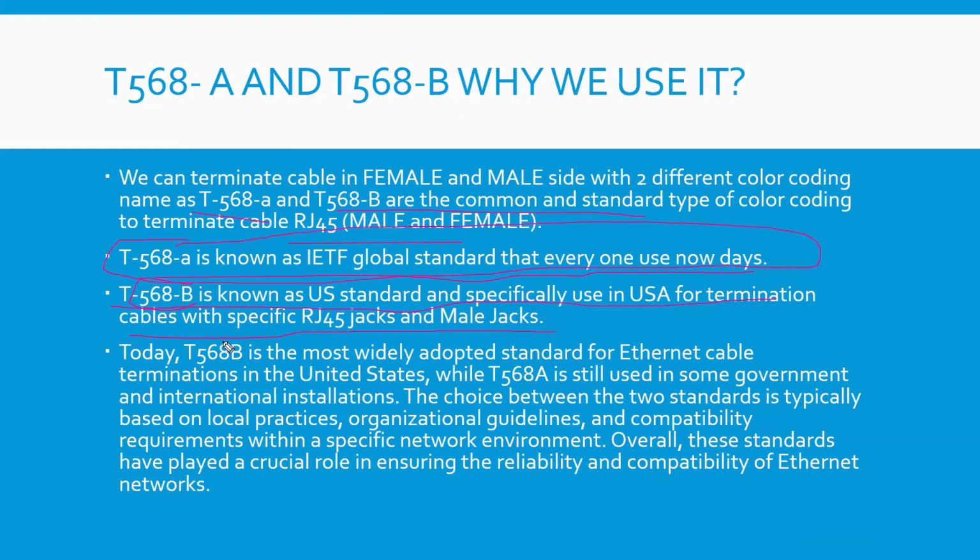And today, T568B is the most widely adopted standard for Ethernet cable termination in the United States, while T568A is still used in some government and international installations. The choice between the two is typically based on local practices. It depends. Some countries, let's say India, Africa, Australia, and some others, may be using A. The USA right now is using B. So it depends on which region you are living in. You can use any of them, but you have to keep it the same on both sides. You cannot go A on this side and B on the other side. If you have B on this side, the other side should be B as well. Do not invert it. Clear?